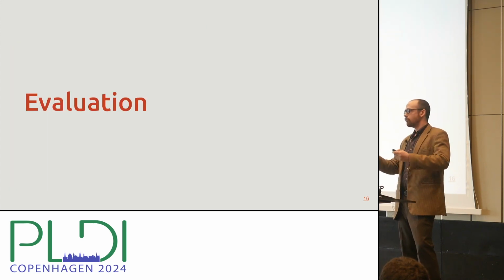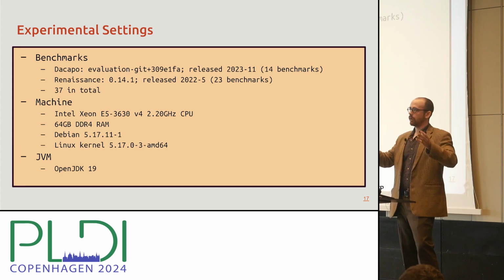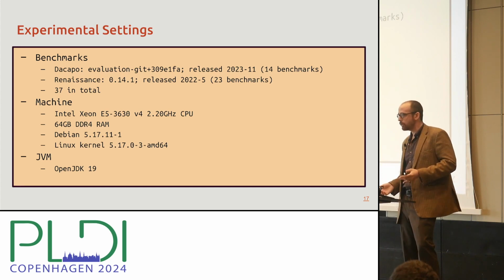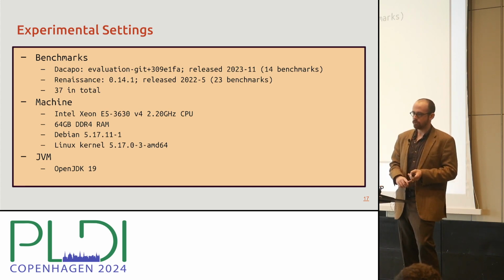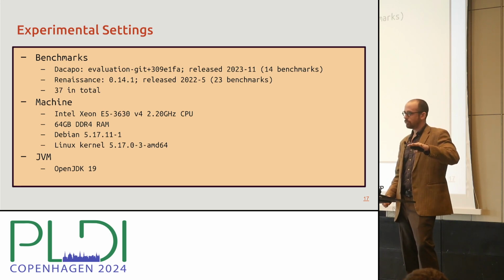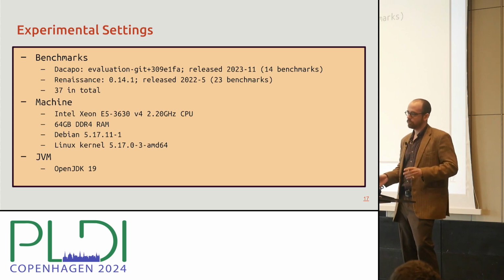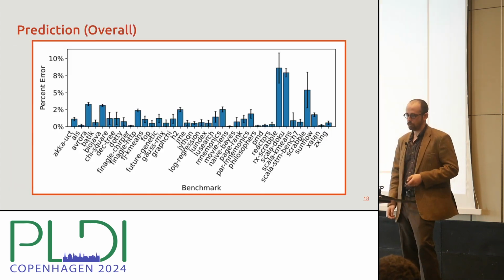Okay, so for evaluation, some experimental setup: we used 37 state-of-the-art JVM benchmarks, so 14 from DaCapo, 23 from Renaissance. More on the machine information and all that in the paper, and the default configuration for the JDK we used was OpenJDK 19, but more on that in a little bit.